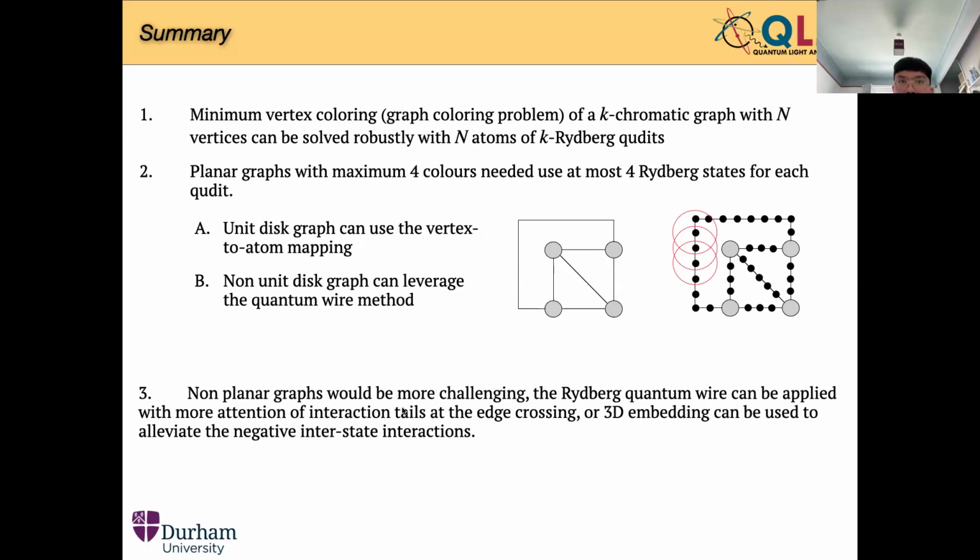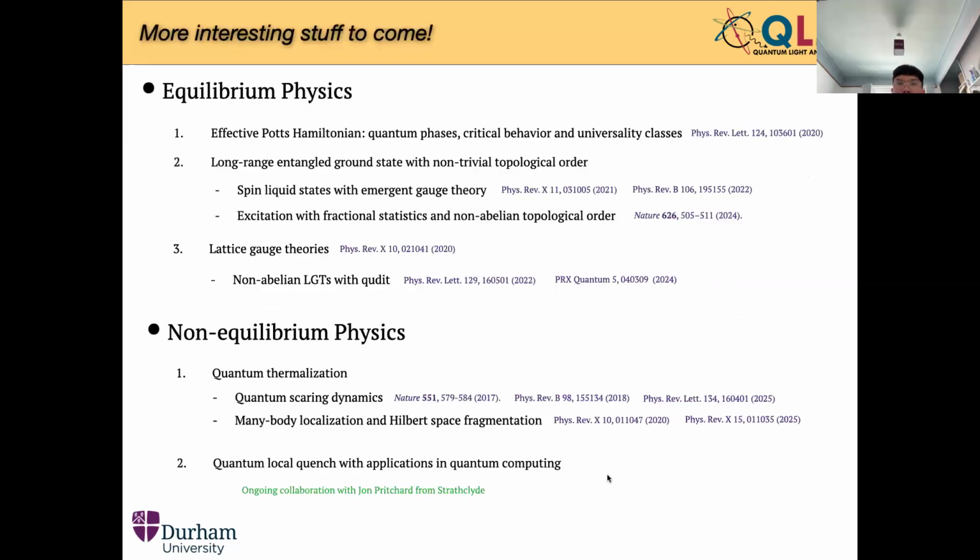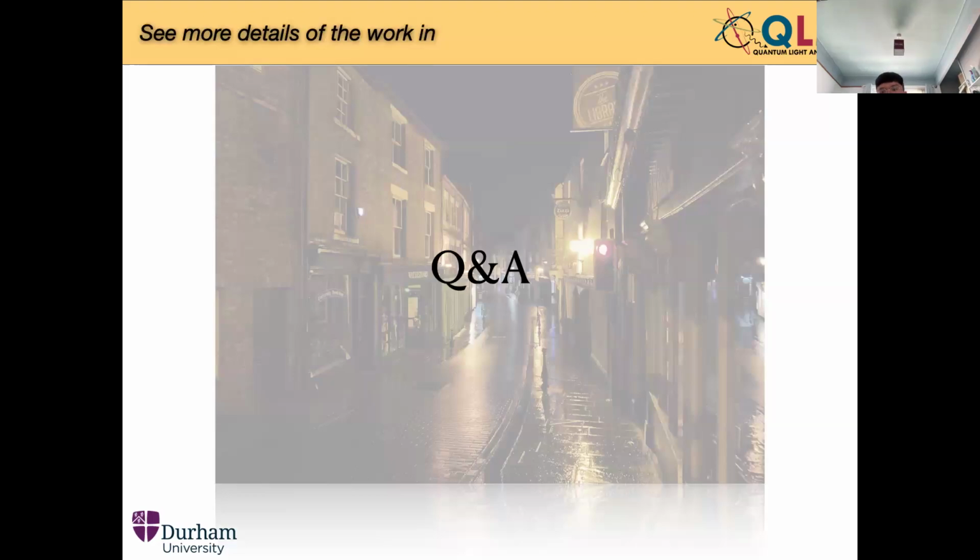Non-planar graphs would be more challenging, because the Rydberg quantum wire can be applied in this case, but the interaction tail needs to be considered at the edge. Or, if you want to eliminate the unwanted interaction, we can use 3D embedding to solve the problem. And this is more interesting stuff. You can study Rydberg physics with the qudit system, but I will not go into detail because we have gone a long time. Thank you very much for listening to the presentation.